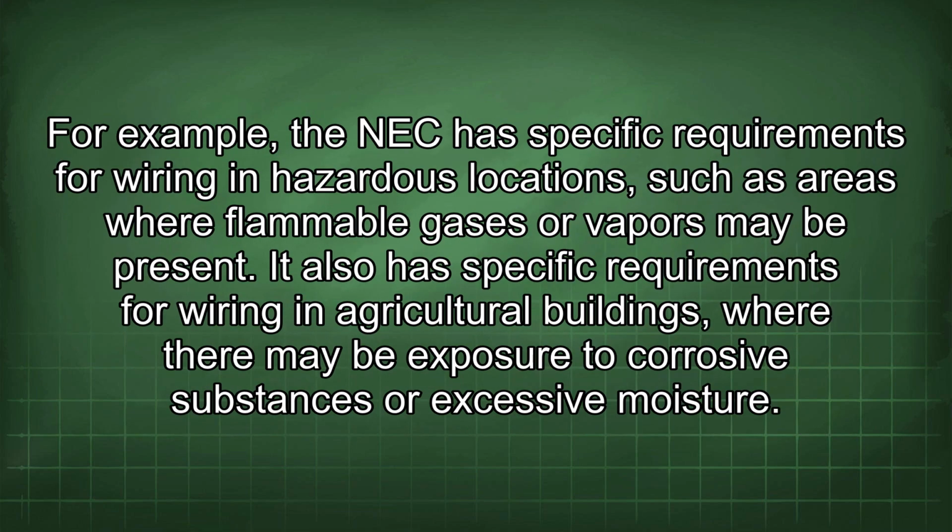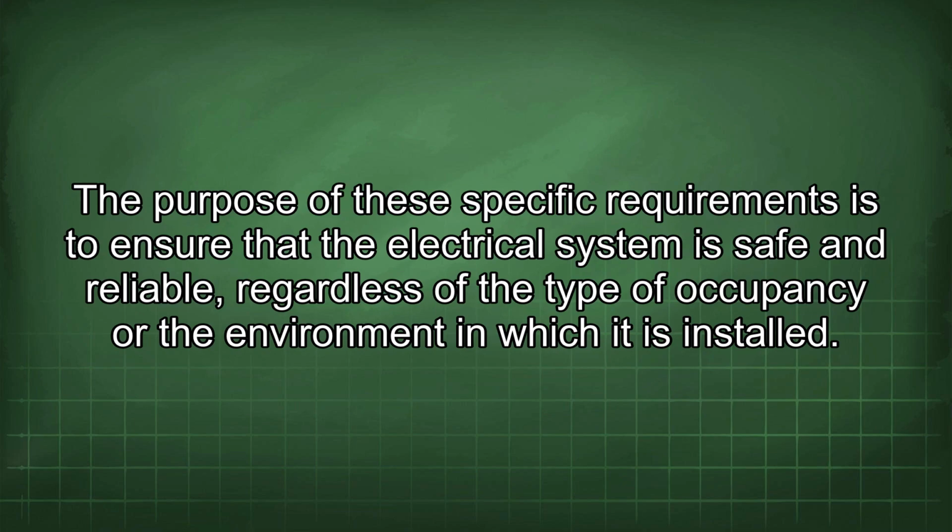The environment in which the wiring is installed can also affect the applicable codes and standards. For example, the NEC has specific requirements for wiring in hazardous locations, such as areas where flammable gases or vapors may be present. It also has specific requirements for wiring in agricultural buildings, where there may be exposure to corrosive substances or excessive moisture. The purpose of these specific requirements is to ensure that the electrical system is safe and reliable, regardless of the type of occupancy or the environment in which it is installed.